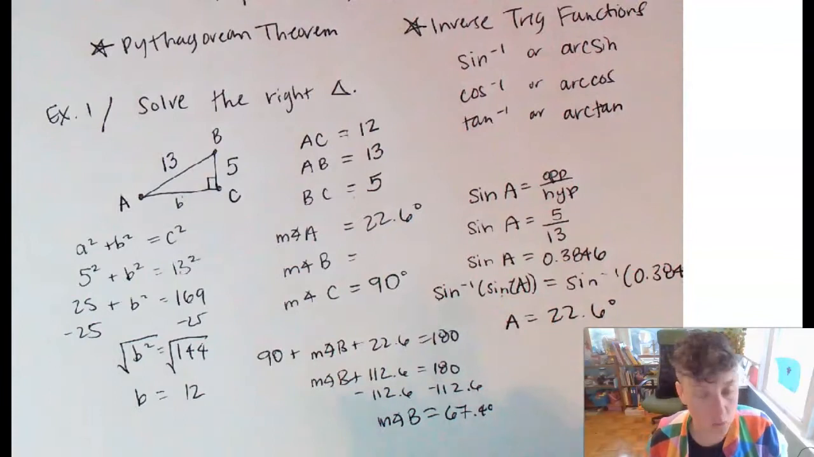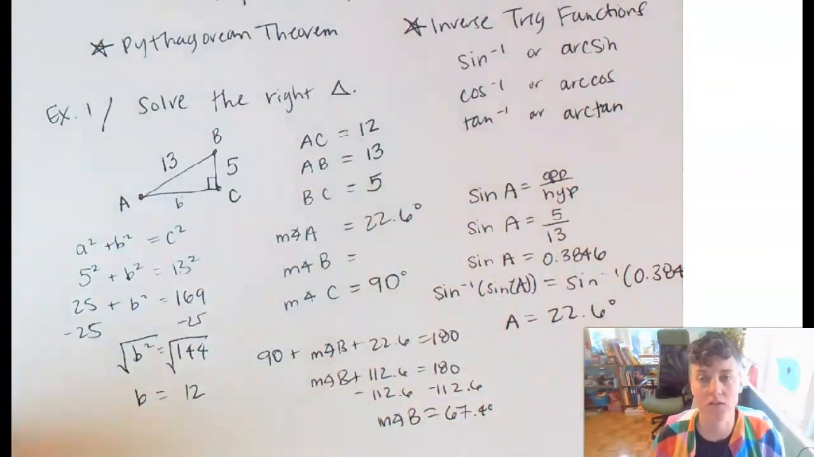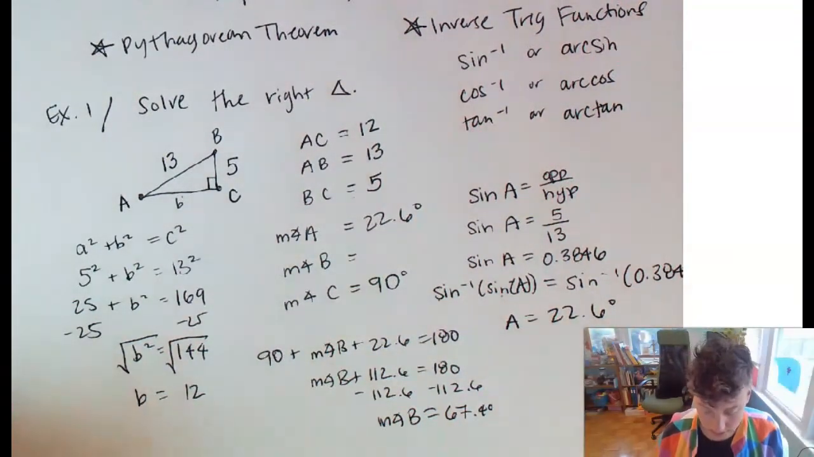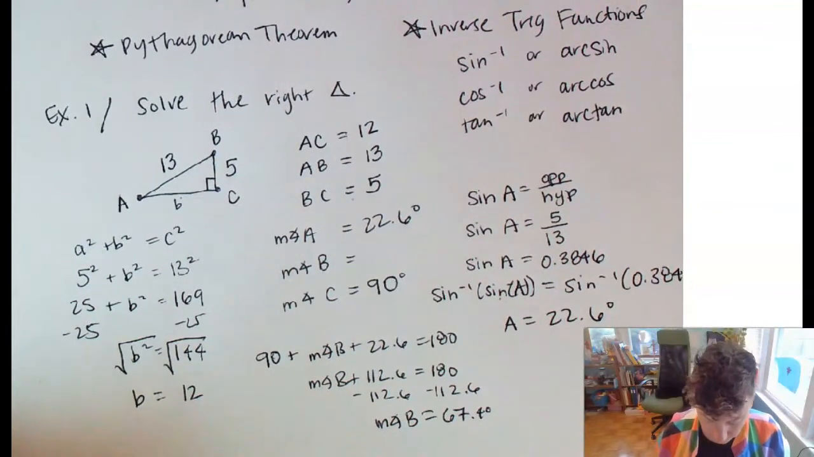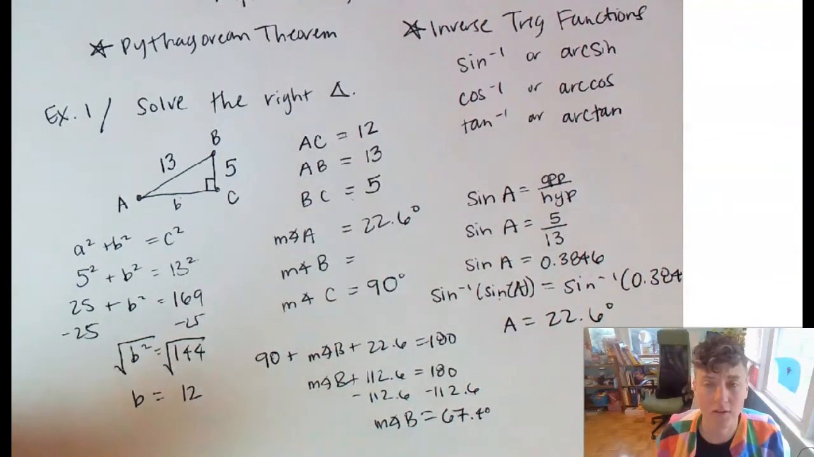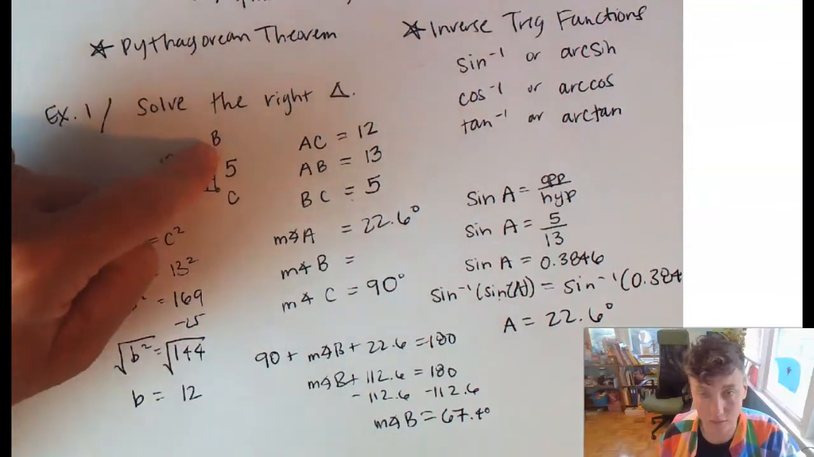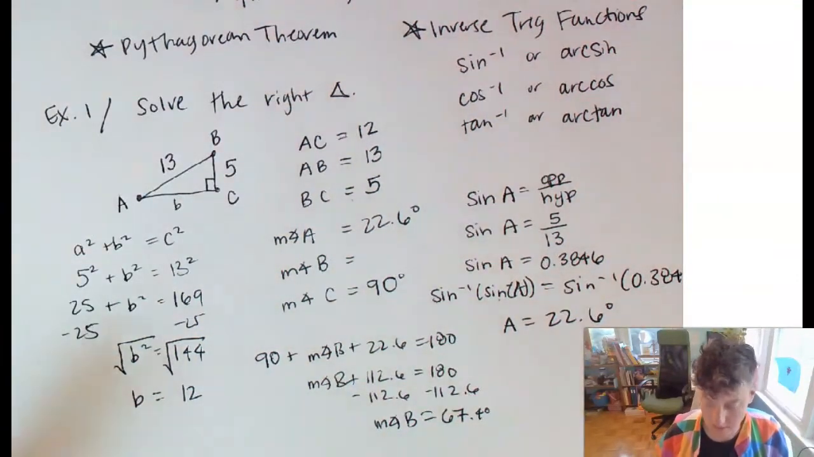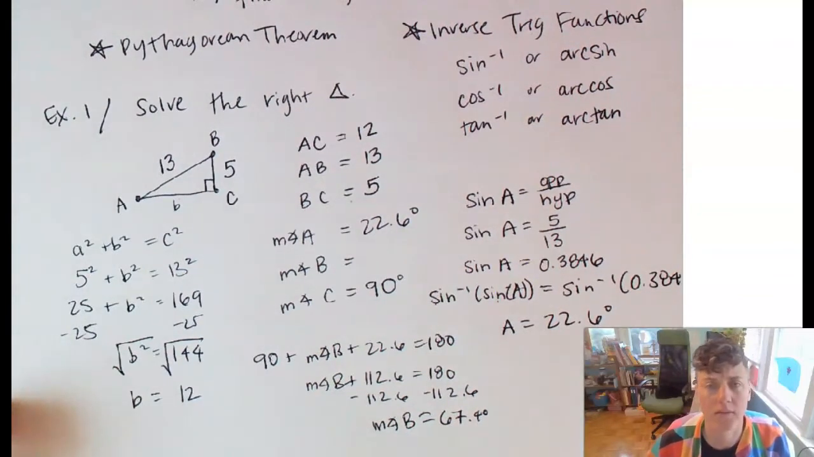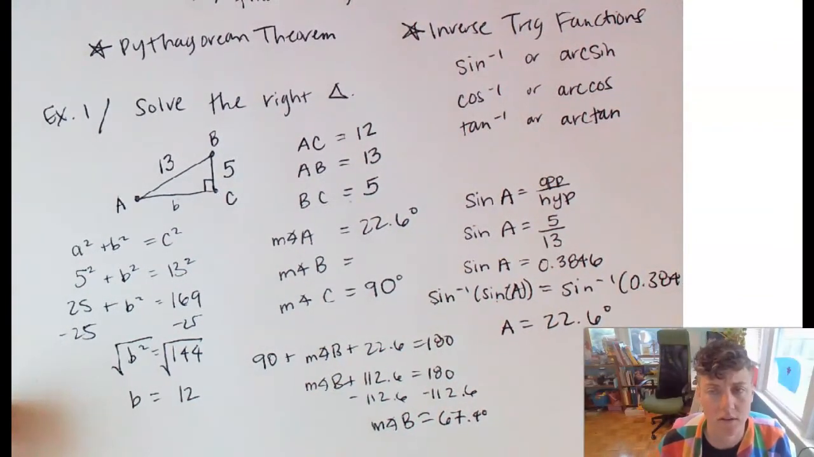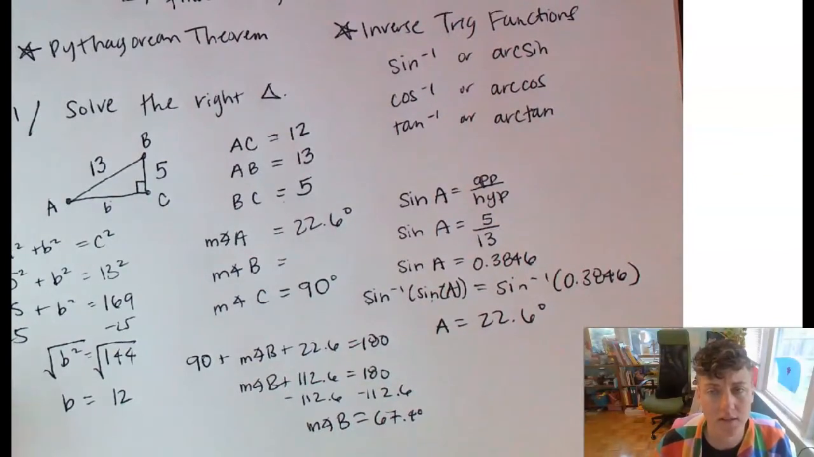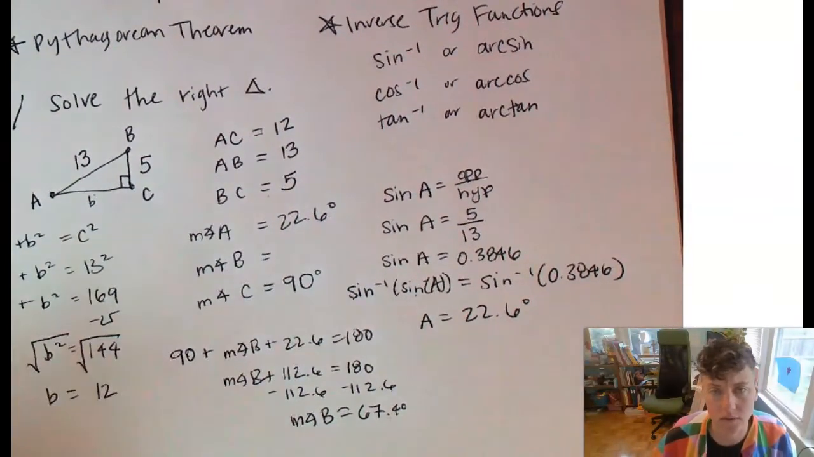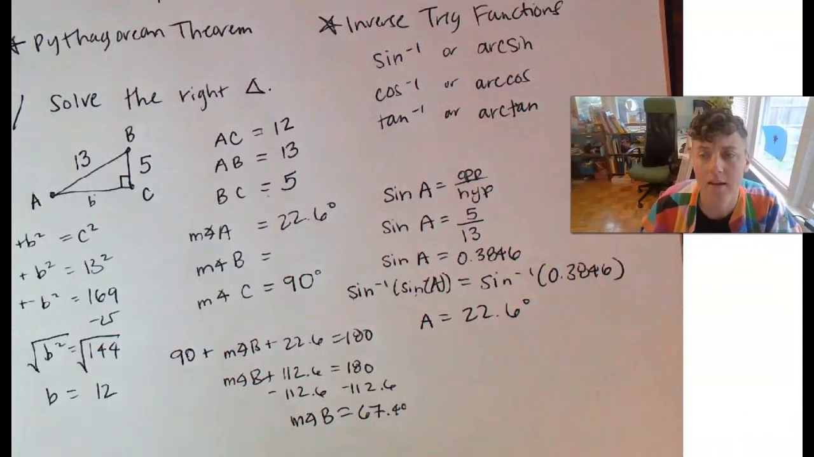I'm going to show you one other way to do it so we can practice using another inverse trig function. Okay, so the other angle that we need is angle B, which we know is going to be 67.4.